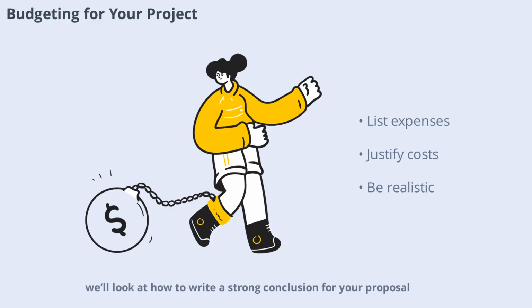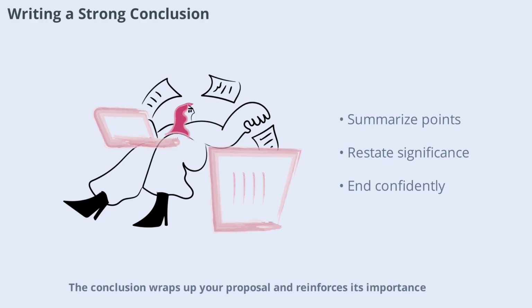In the next scene, we'll look at how to write a strong conclusion for your proposal. The conclusion wraps up your proposal and reinforces its importance. Summarize your main points and restate the significance of your research. End with a confident statement about your project's potential impact. A strong conclusion leaves a lasting impression on reviewers.